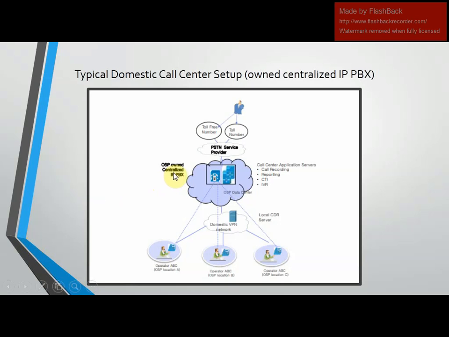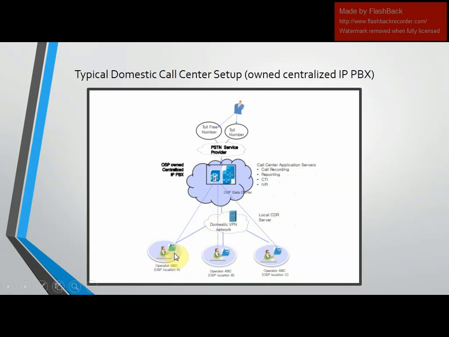Now see, this is an example OSP-owned centralized IP PBX. Now this is the call center application servers. Initially you will have call recording, then reporting, then CTI, then IVR. Then here comes the domestic VPN network, then here comes the local CDR server, then here comes the operator.